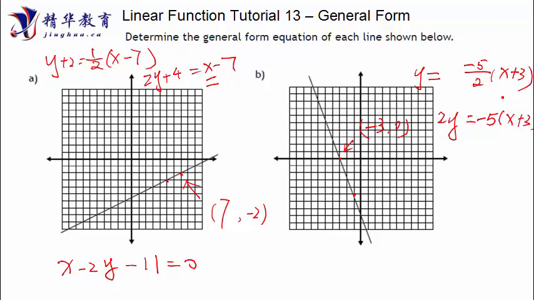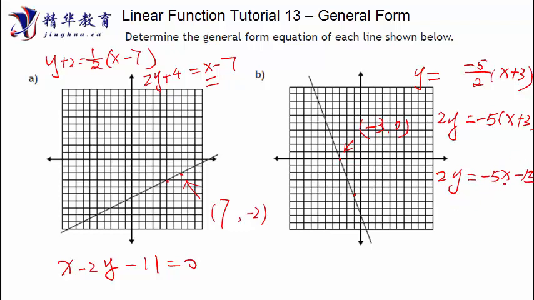This is one term. You just times 2 and that's it. You don't have to times 2 inside here because this is all multiplied together. You times the entire left-hand side, equal to 2y, and times the entire right-hand side, equal to negative 5 times x plus 3. So 2y is going to equal negative 5x minus 15.